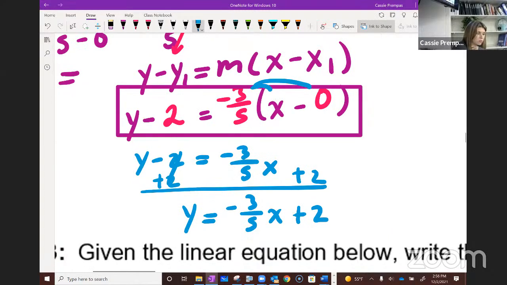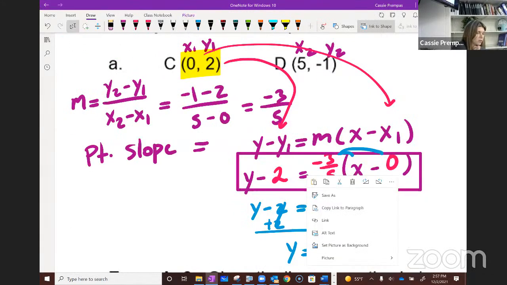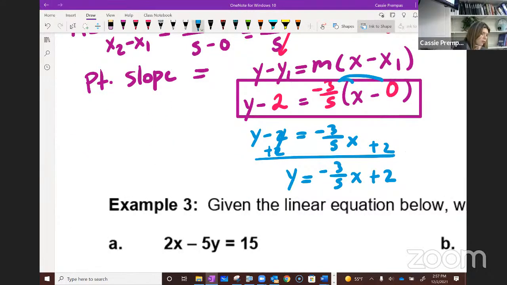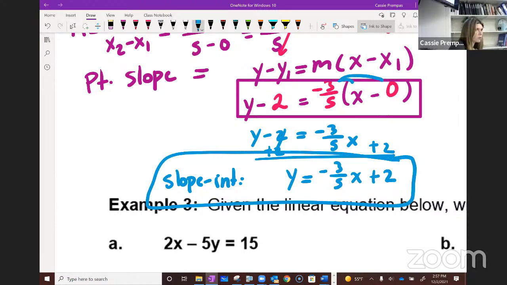Allison. If I ask you for all 3 forms, in fact, next week's quiz, I will just have it labeled point slope form with a blank, slope intercept with a blank, and then standard with a blank, and you'll just put them in the places. Good question. Tonight's homework, you're just putting them all into standard form.